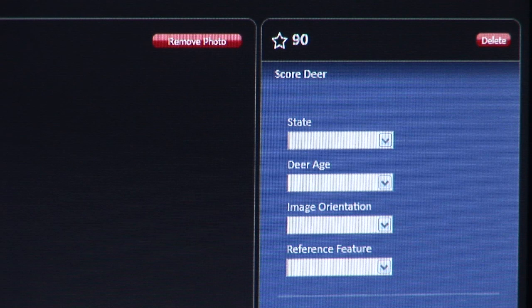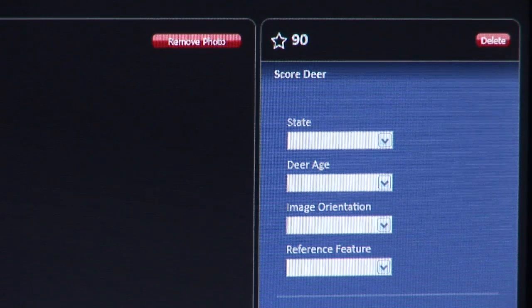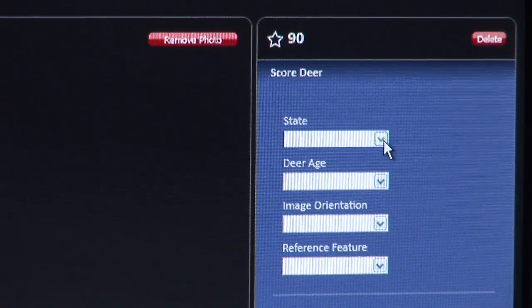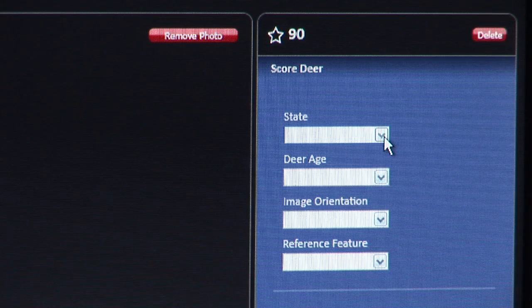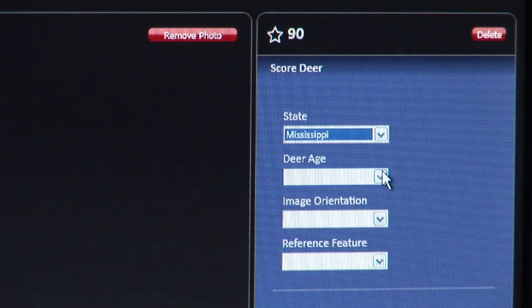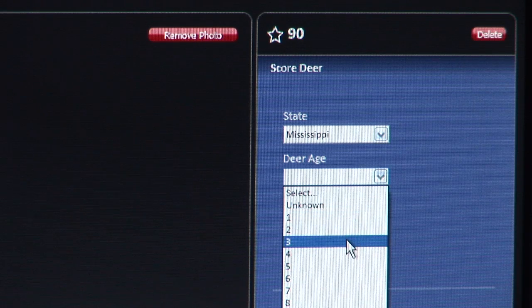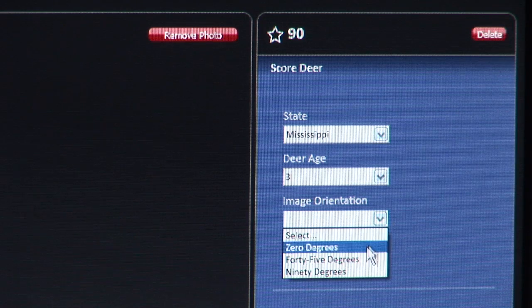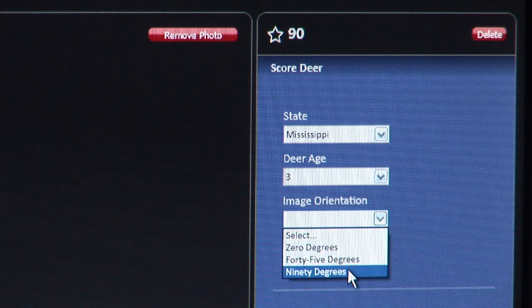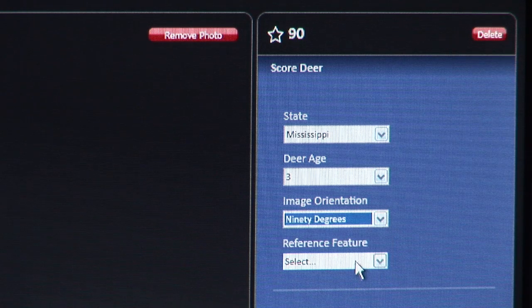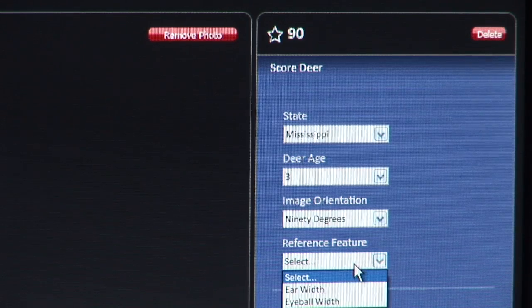To begin scoring your deer at the 90-degree image orientation, first select the state or region in which your deer was photographed. Then select the age of the deer, if known, otherwise select unknown. Select 90 degrees for the image orientation, and then select the reference or physical feature you will be using.